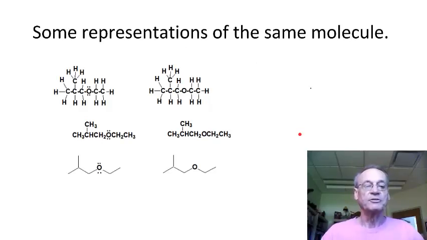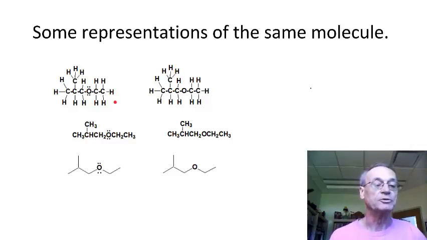Now, here are examples of the kinds of structures I'm talking about. Notice that this structure is a good Lewis dot structure. It shows all the carbons. It shows all the hydrogens bonded to each carbon. In this particular case, there's an oxygen, and the two lone pairs on the oxygen are shown in the structure. So this is what I'd call a good Lewis dot structure.